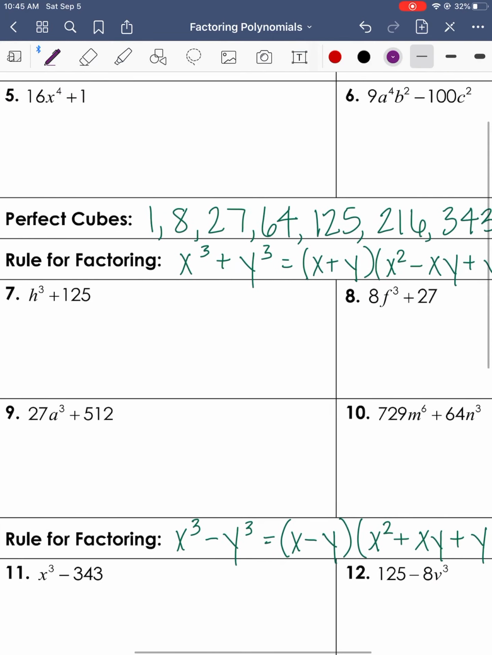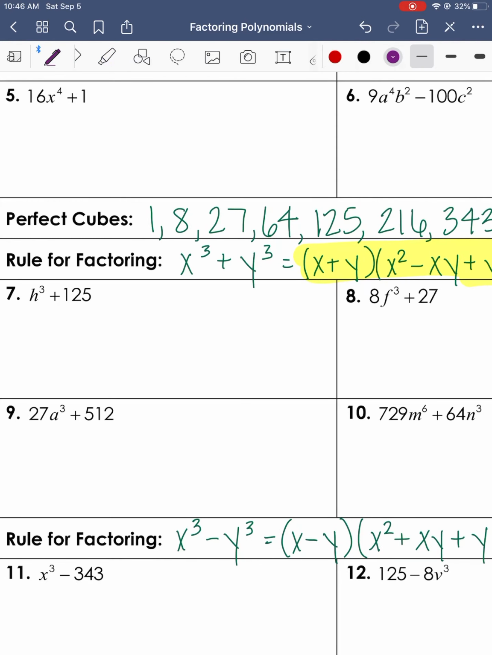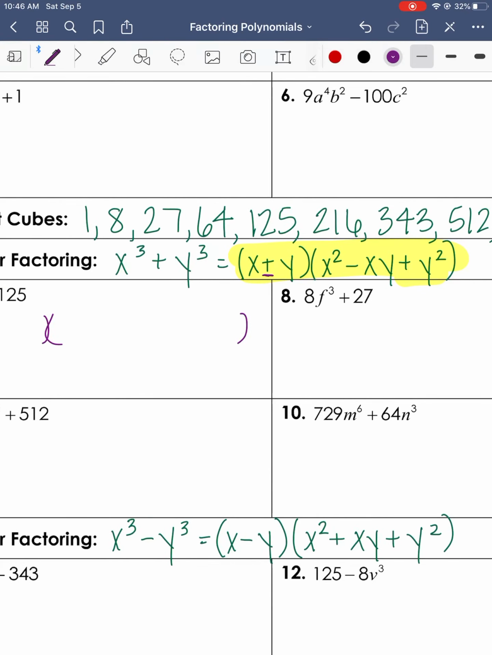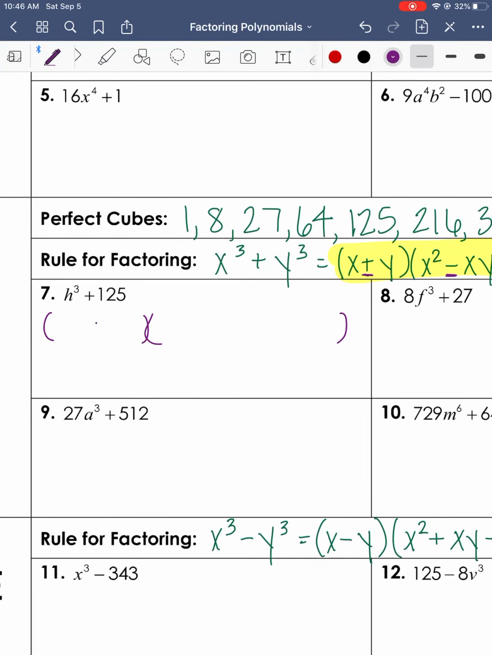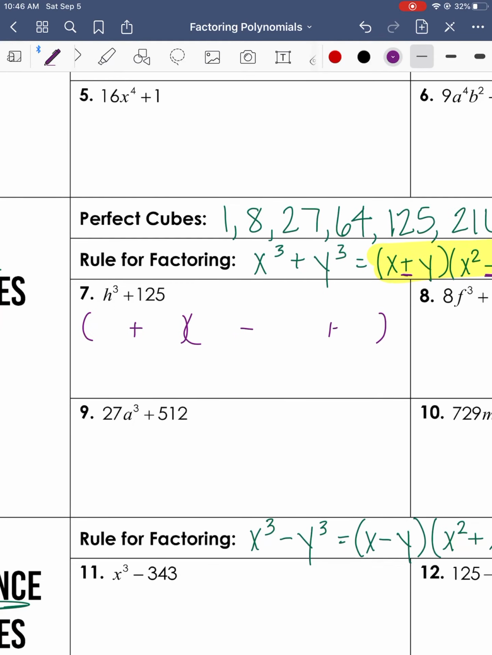Okay, for perfect cubes, we saw in the video that this is what it looks like when it's in factored form. So this is going to be what we're looking at here. So looking at number 7, let's just set up our parentheses first, so we know what we're going for here. And then with the perfect cubes, actually with all of these, I would recommend putting in your signs. So we have positive, negative, positive. Okay, and that will make it really easy. So we're going to be adding here, subtracting here, and adding here at the end.